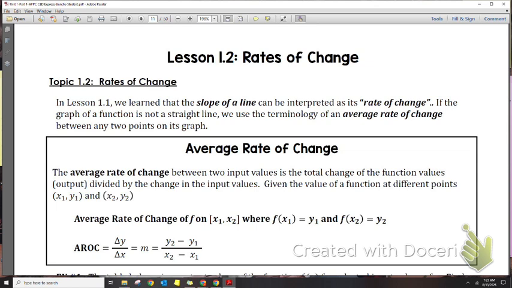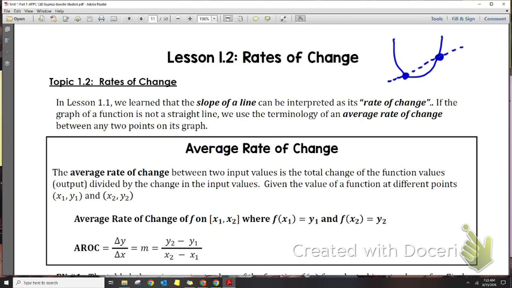So the average rate of change is really just a slope between 2 points on a non-linear line. So for example, if I have this quadratic function and I want to know the average rate of change between this point and this point, I'm looking for the slope of the line that connects those 2 points, okay? Which is called a secant.